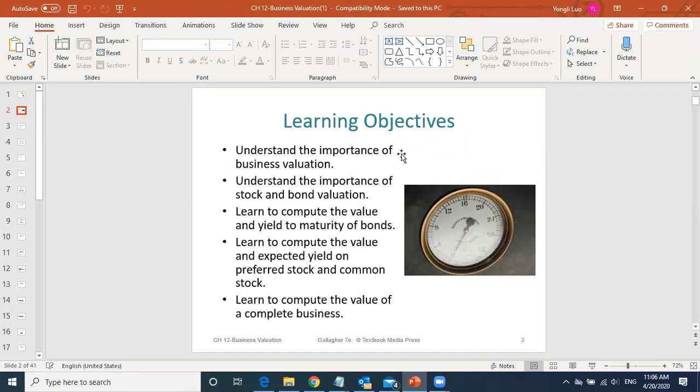Learning objectives. Understand the importance of business valuation. Understand the importance of stock and bond valuation. Learn to compute the value and the yield to maturity of a bond. Learn to compute the value and expected yield on preferred stock and common stock. Learn to compute the value of a complete business.